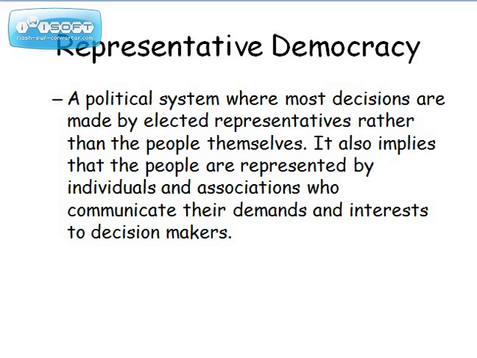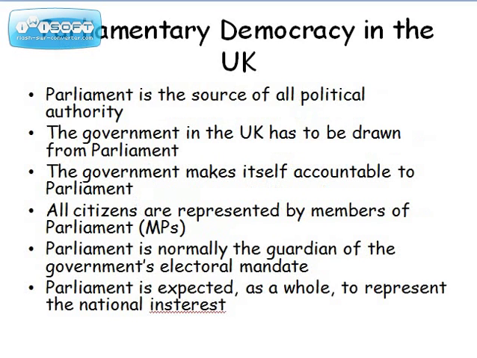It also implies that the people are represented by individuals and associations who communicate their demands and interests to decision makers. So this is where you have a particular representative, hence why it's called representative democracy. So parliamentary democracy in the UK then, what we have in particular is parliamentary democracy. Parliament dominates the political system, and because representation occurs traditionally through Parliament, we have particular features of this parliamentary democracy.